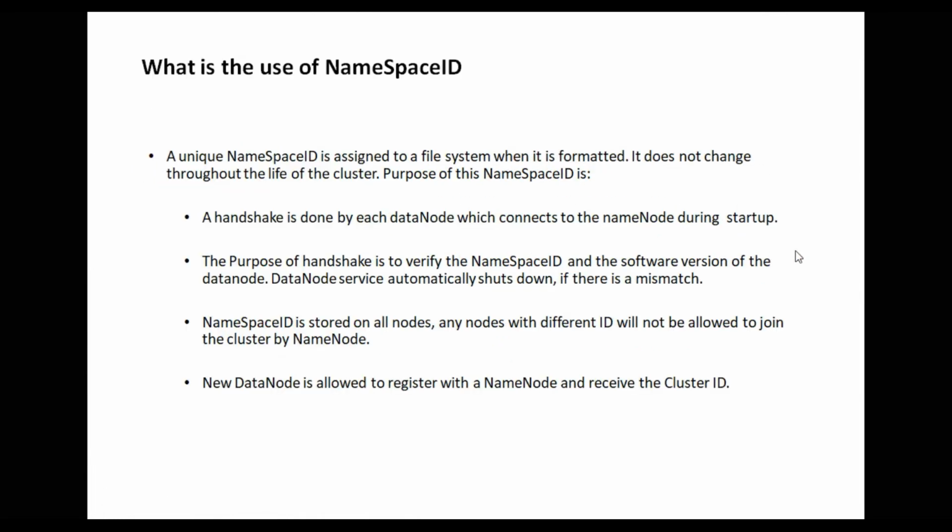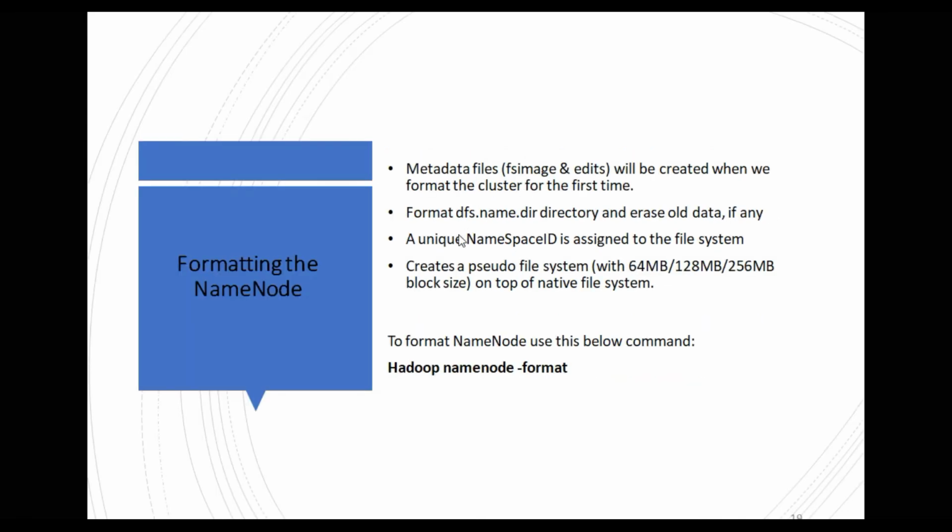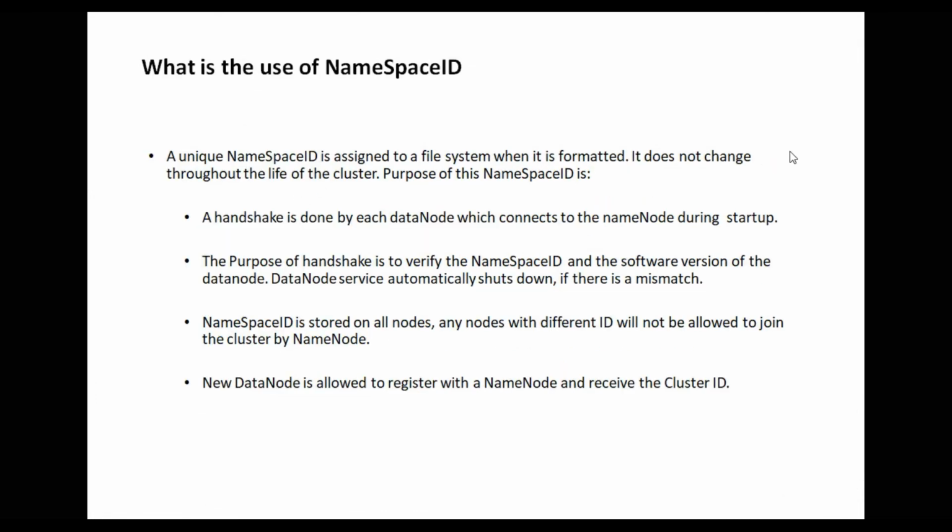So what is the use of this namespace ID? When you format, a namespace ID will be created, right? A unique namespace ID is assigned to the file system when it is formatted. It does not change throughout the life cycle of the cluster. So when you formatted, a namespace ID will be created, and that ID will not change for the entire life cycle of the cluster.